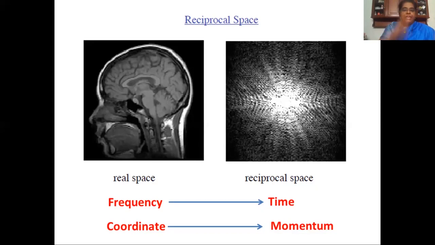If I take the Fourier transform of frequency, I get into the time domain, and the reverse is true. Similarly, if I take the Fourier transform of the coordinate space, I will go into the momentum space, because the Fourier transform of coordinate is just taking the inverse. So coordinate transforms to momentum, and the reverse is true.